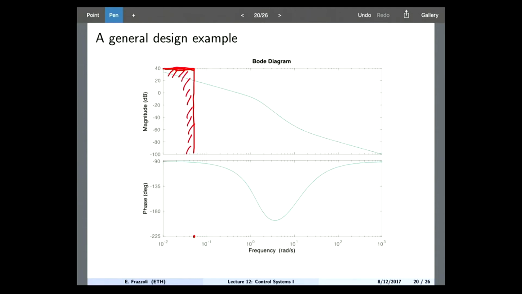So what does it mean? For me, high frequencies is 100 radians per second, and I want an attenuation of at least 40 dB. So I have this other obstacle on this plot. And I want the phase margin to be at least 40 degrees. So essentially, at crossover, wherever it will be, I want my phase to be above this line, roughly.